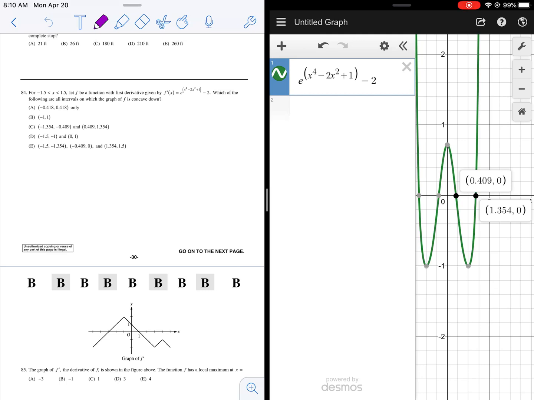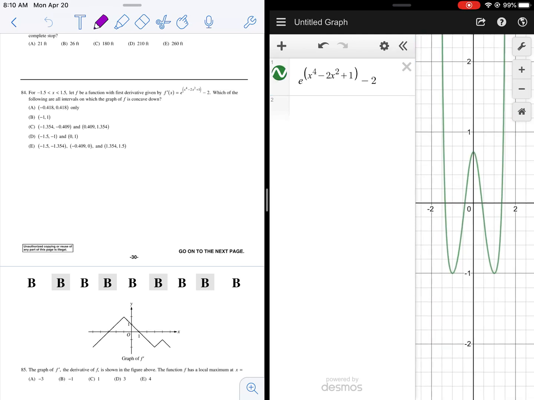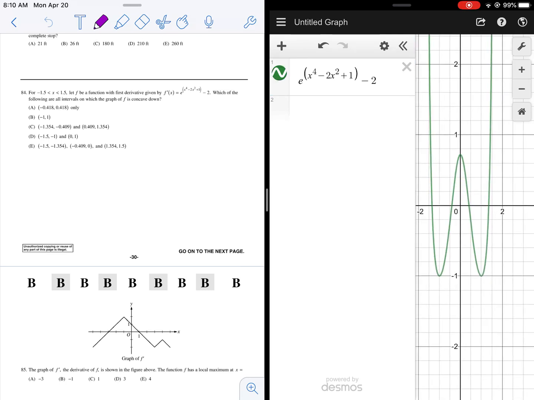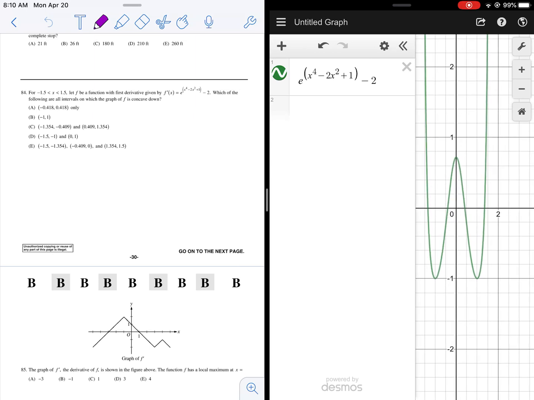Now we're looking at the derivative graph. We want to know where the derivative graph is decreasing. And we're only looking between negative 1.5 and 1.5. So here to here, that's where the graph itself is decreasing.